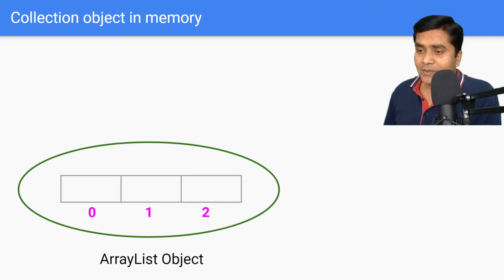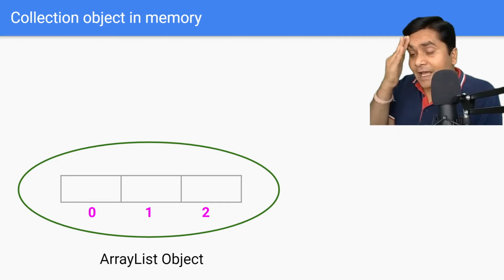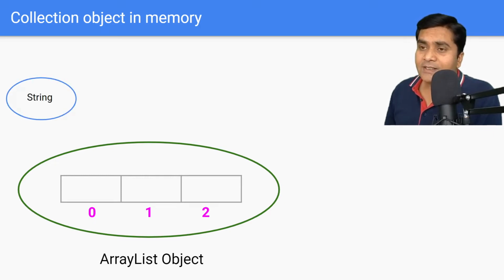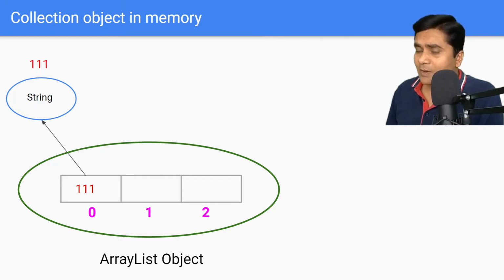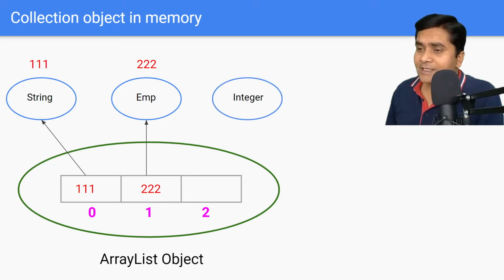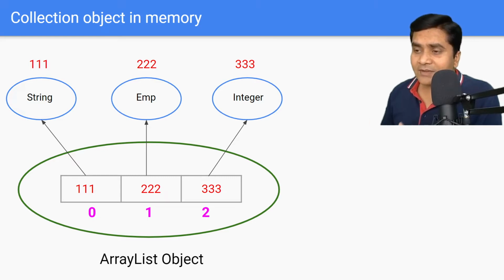So this is the ArrayList object, which internally has an array of size three as per my current example. The string object is created separately in heap memory. Its address is nothing but the hash code assigned here, and that hash code is given to the 0th index of the array. Then it will point to the object. Similarly, the employee object is created here. It has a hash code, and that hash code is assigned to the array here. Then it is pointing here. Similarly for the integer. So this is how the objects are actually connected with each other.